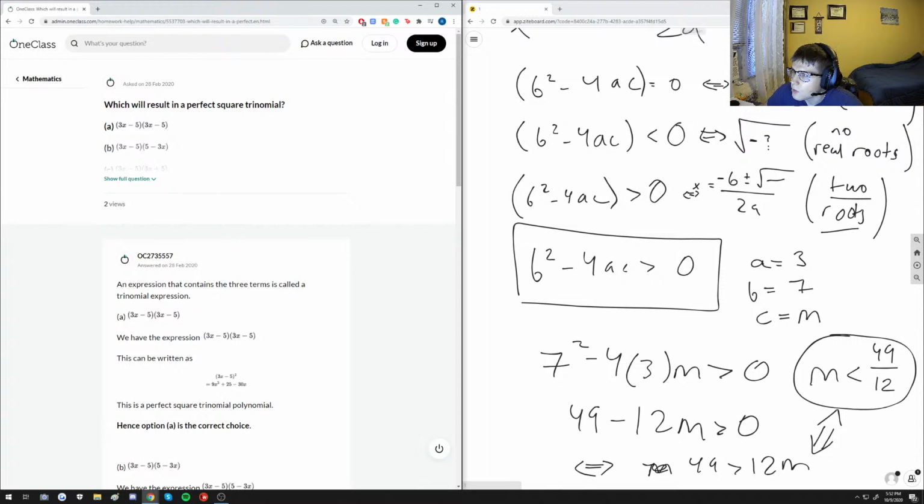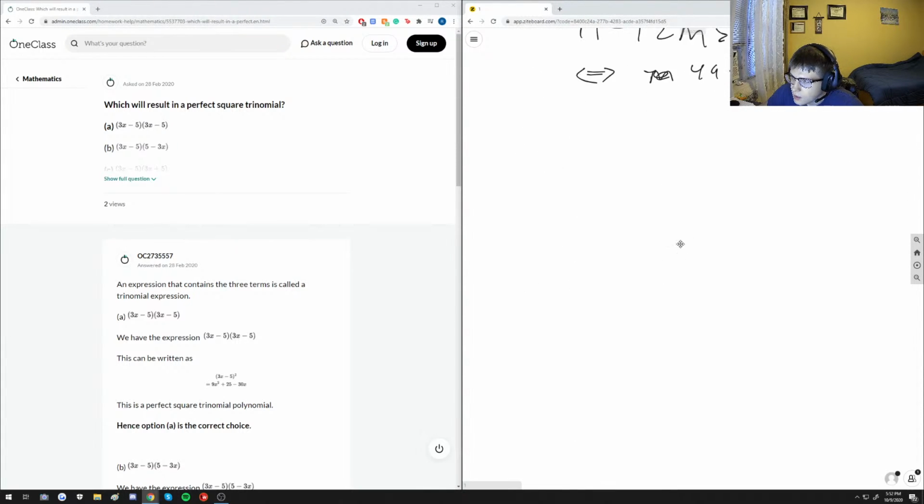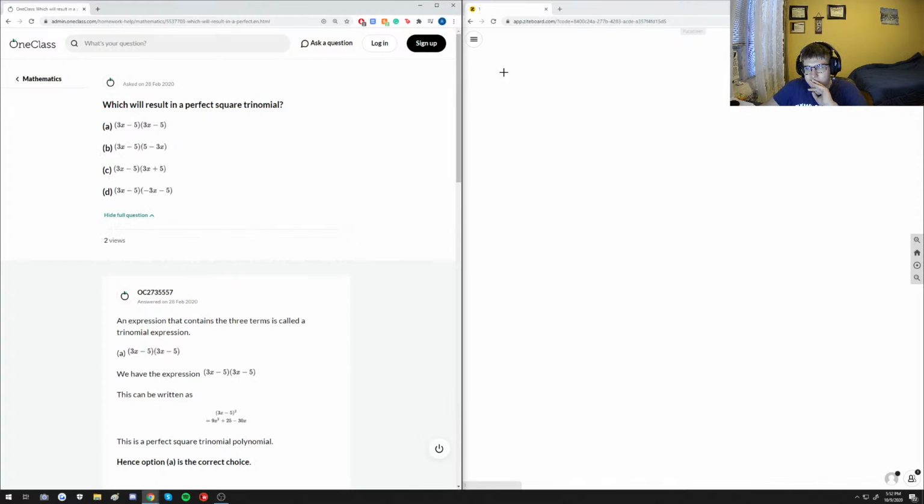Okay, so moving on to the next question. Which will result in a perfect square trinomial? A perfect square trinomial is one that can be written in two common cases: ax minus b squared and ax plus b squared.